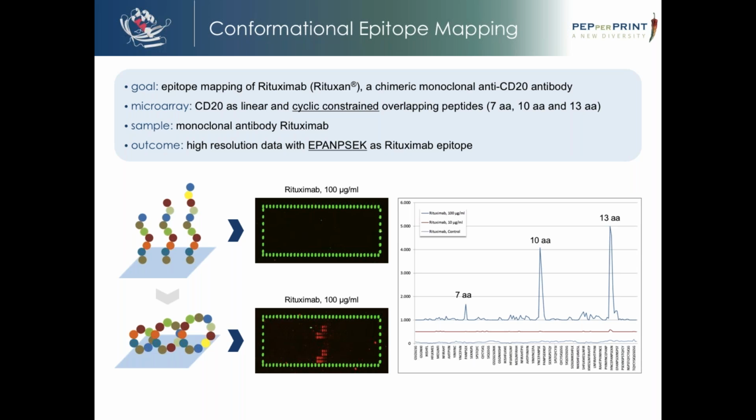The highest signals with the 13 amino acid peptide loops nicely reflected the natural conformation with the 15 amino acid CD20 loop. Based on the peptide microarray with the cyclic constrained CD20 peptides, we were able to identify the amino acid stretch EPANPSEK as an actual epitope of rituximab.